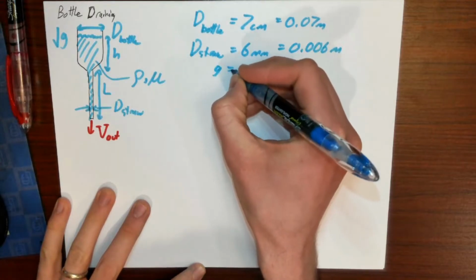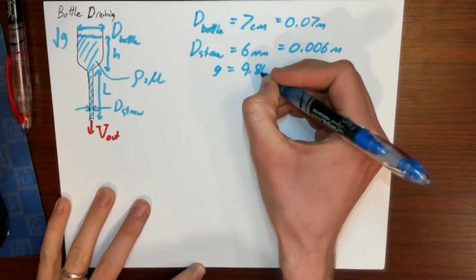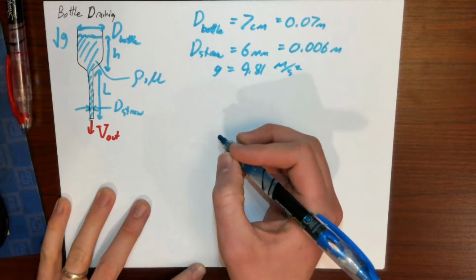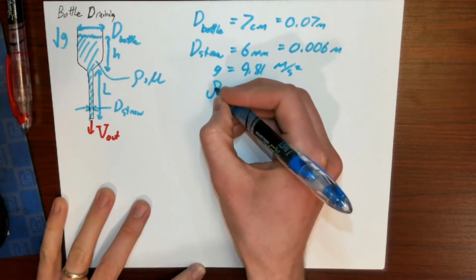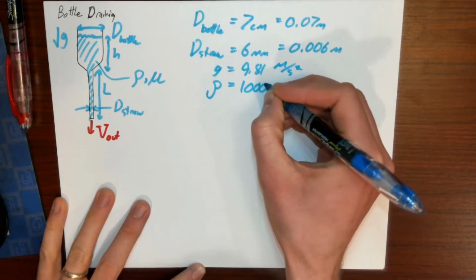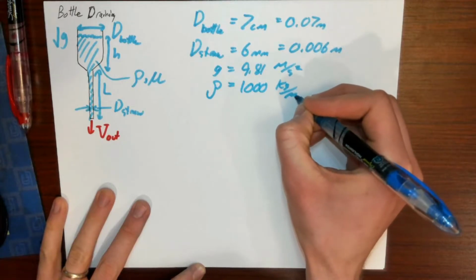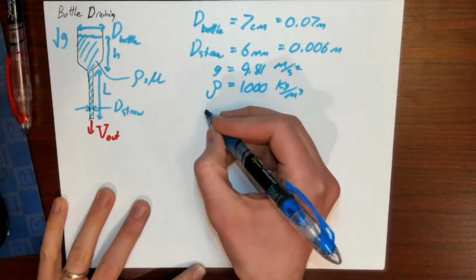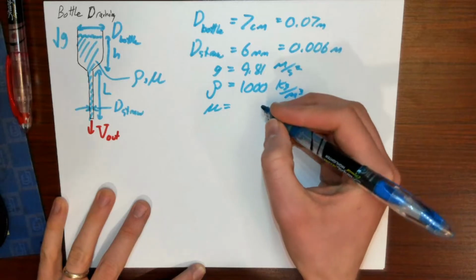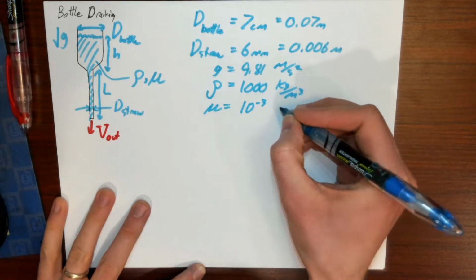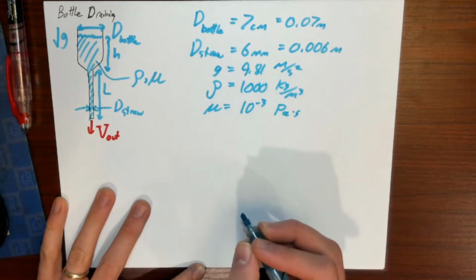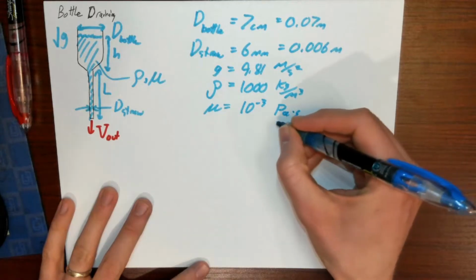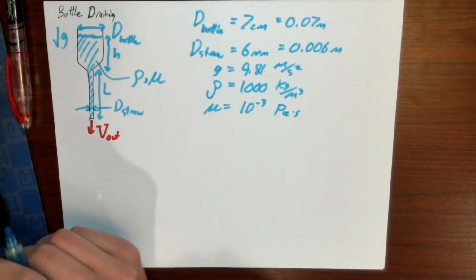We know g is 9.81 meters per second squared. You can look up the density of water, and it's about 1,000 kilograms per cubic meter. And you can look up the viscosity of water, and that's 10 to the minus 3 Pascal seconds, or kilograms per meter second, if you want to use that.